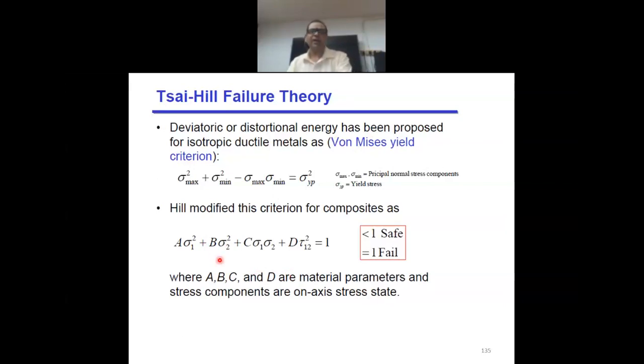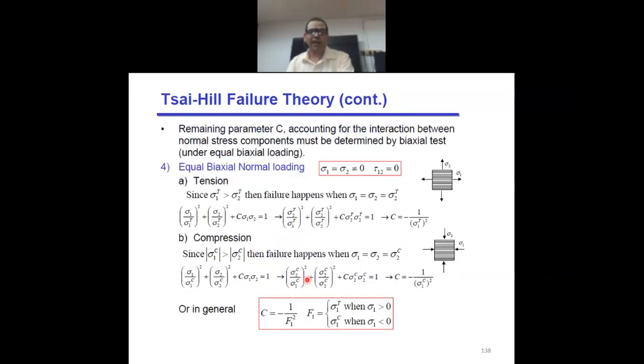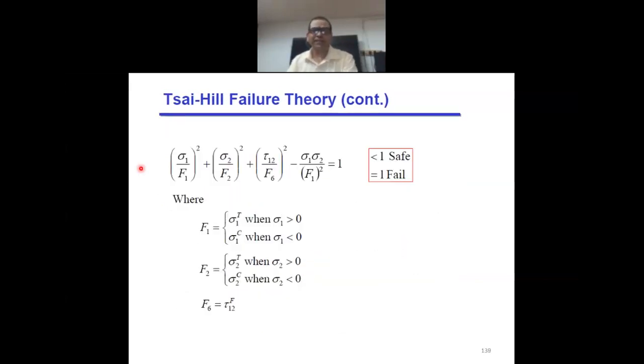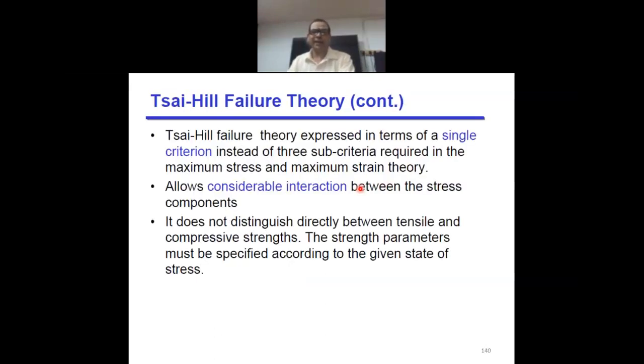I mean, we have to find those terms, and the procedures are there to find them. And finally, this is the empirical relation proposed by the theory. If we substitute sigma 1, sigma 2 and tau 1 2, if it is less than 1, we can conclude that the composite structure is safe. If it is equal to 1, then we can conclude that the structure fails, right? So this theory has its own pluses and minuses.